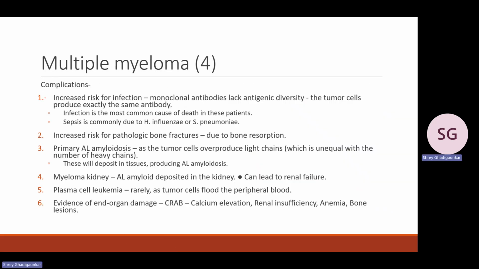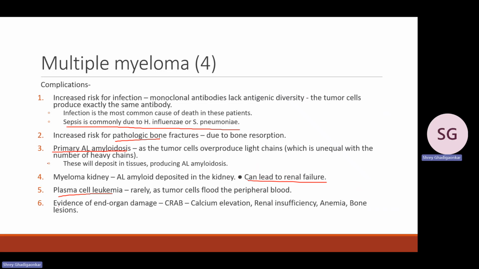Regarding the complications, there's usually an increased risk of infection, because monoclonal antibodies lack antigenic diversity. Infection is the most common cause of death in these patients, and sepsis is commonly due to Haemophilus influenzae or Streptococcus pneumoniae. Because of the pathologic bone lesions, you may have fractures as well. You may have primary AL amyloidosis, where the tumor cells overproduce light chains and these deposit in tissues. Myeloma kidney, as mentioned, may lead to renal failure. You may have plasma cell leukemia, where the tumor cells flood the peripheral blood.